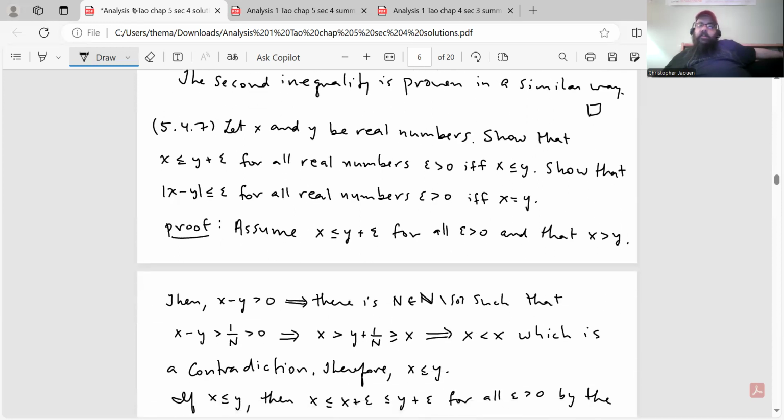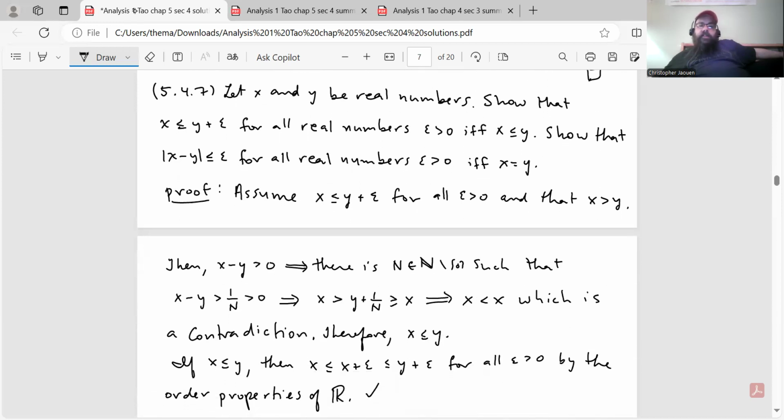Okay, next question, 5.4.7. Let x and y be real numbers. Show that x is less than or equal to y plus epsilon for all real numbers epsilon greater than 0, if and only if x less than or equal to y. And we want to show that the absolute value x minus y less than or equal to epsilon for all real numbers epsilon greater than 0, if and only if x equals y.